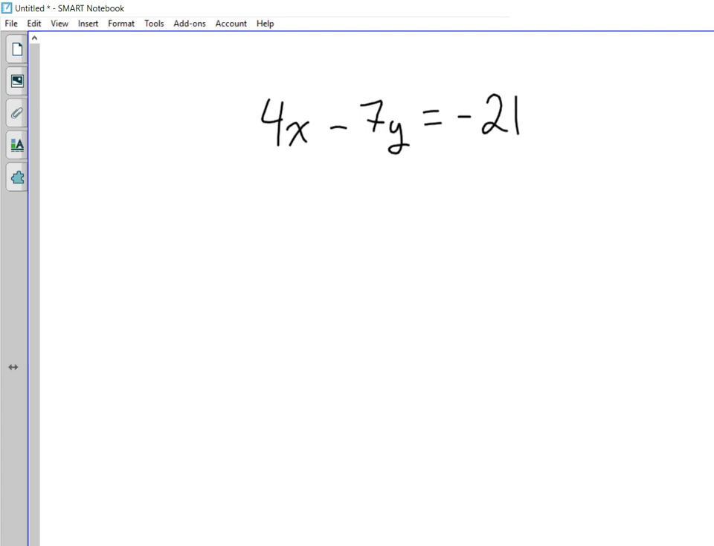Let's try this one. It's my first step. Take the 4x off of it first. So we do what? I'll do it again. Subtract 4x. Very good. Getting there.